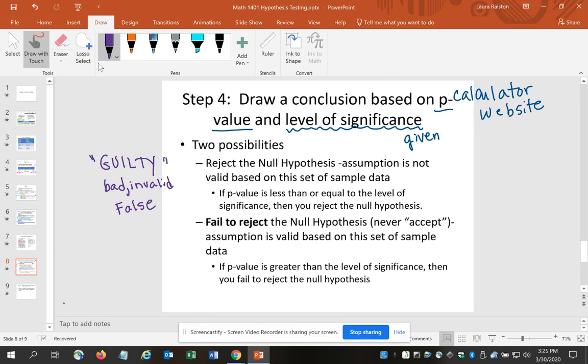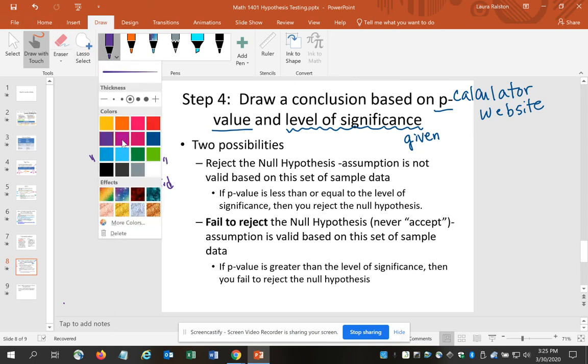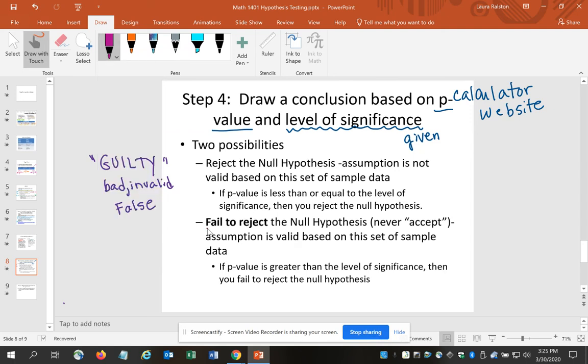On the other hand, the other option is that we fail to reject the null hypothesis. This would be like saying the person is not guilty, and that our null hypothesis was a good one, or that it was valid or true. But I want to point out another phrasing here. Within the court system, we either say guilty or not guilty. We don't say guilty or innocent.